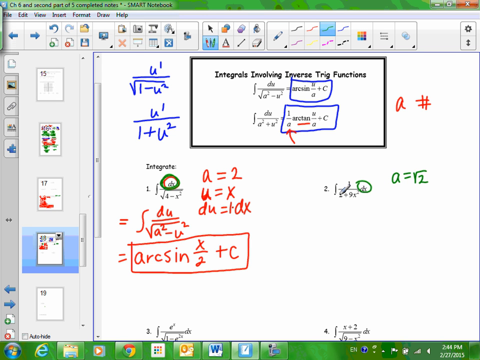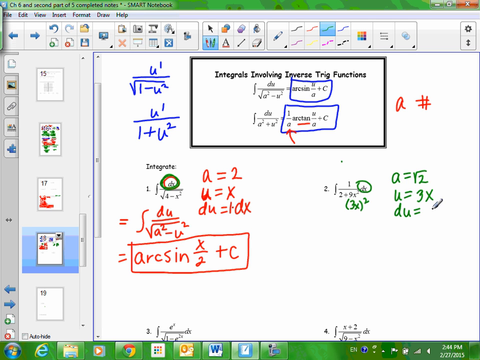Okay? When your a squared is not a perfect square, you're still just square rooting. All right. U then is going to equal, okay, this is kind of, I think, what you were thinking of earlier. What's u? So remember, it's u squared. So what's being squared there? 3x, right? So u is 3x.